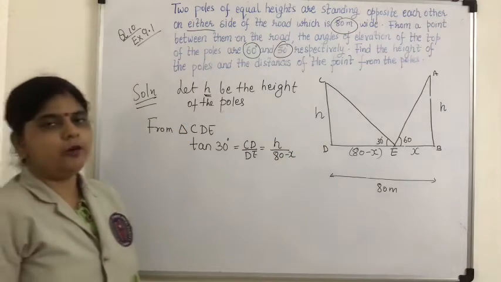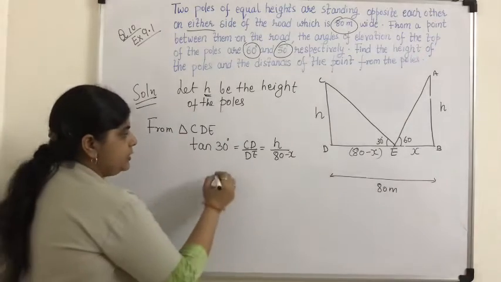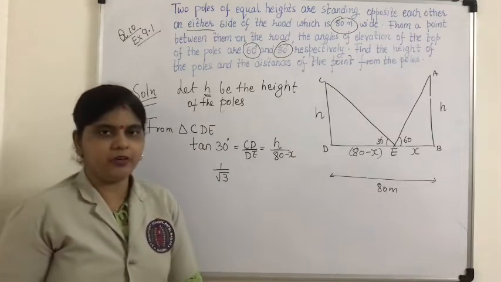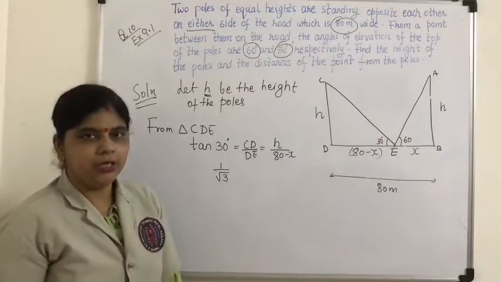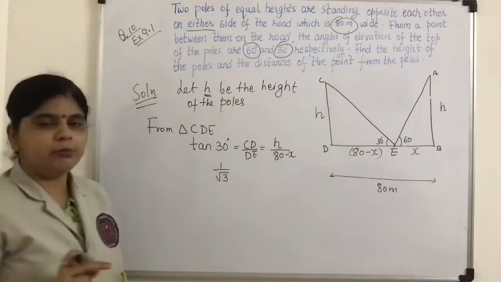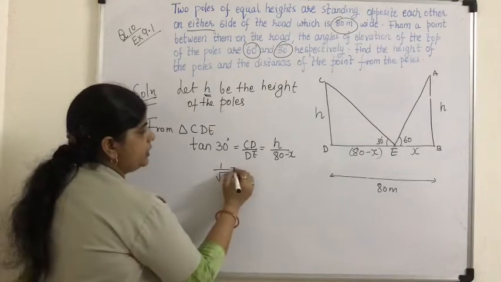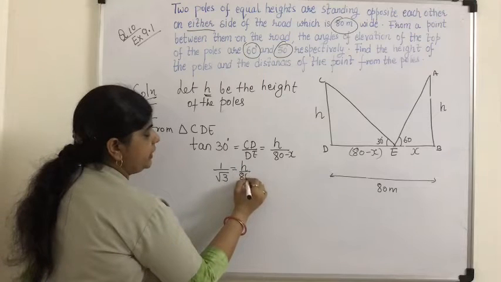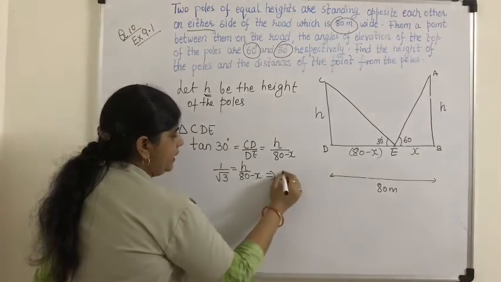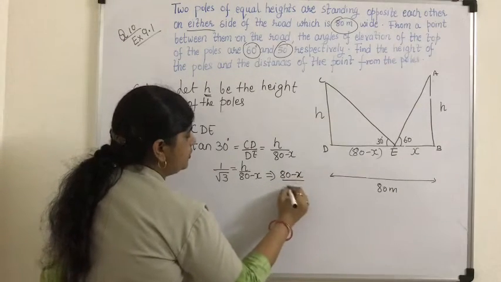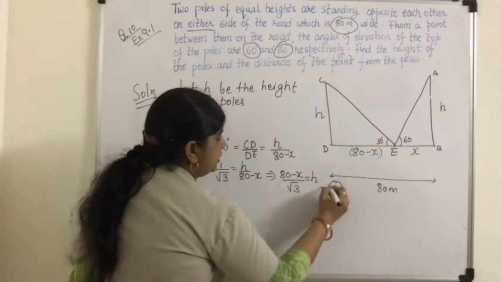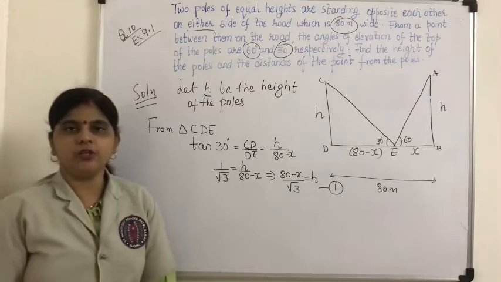Now what is the value of tan 30? Tan 30 is 1 upon root 3. Still in application of trigonometry, 3 values you have to be thorough with: tan 30, tan 45 and tan 60, right? So tan 30 is 1 by root 3. So 1 by root 3 is equal to h upon 80 minus x, correct? Or which we can write 80 minus x upon root 3 is equal to h, and I call this as equation number 1.